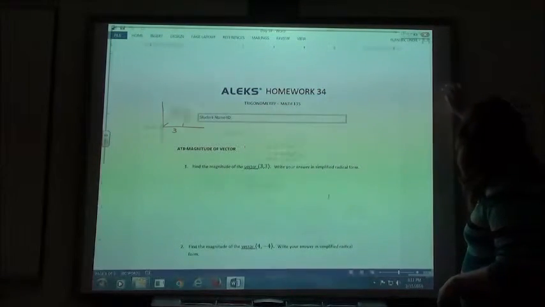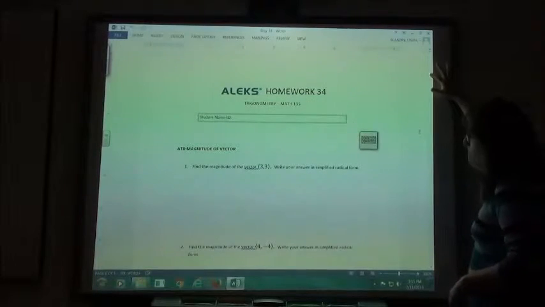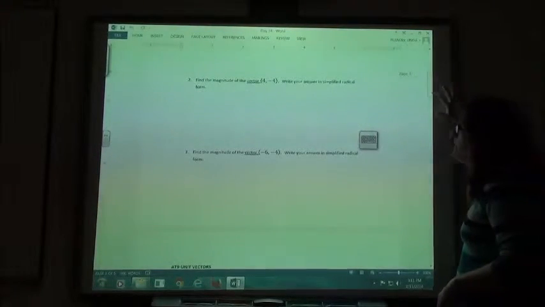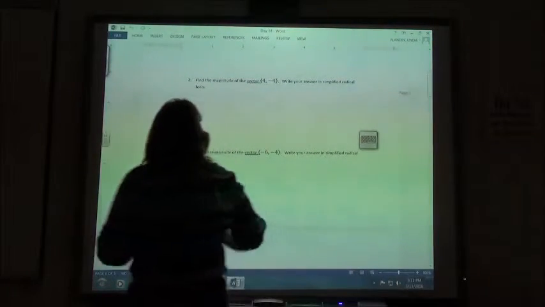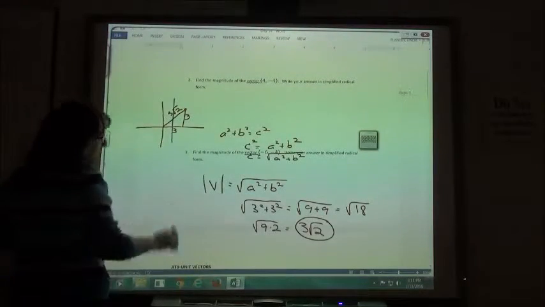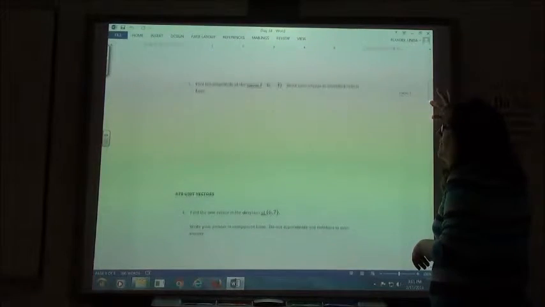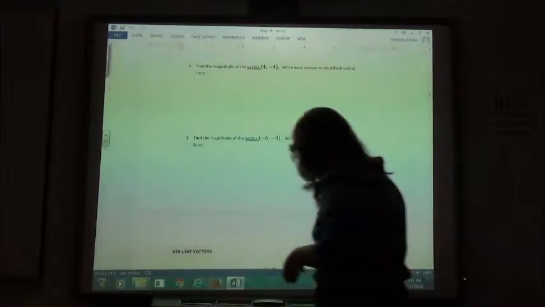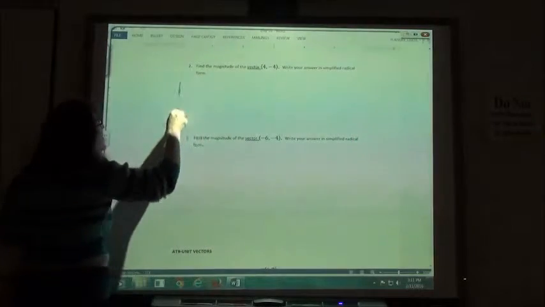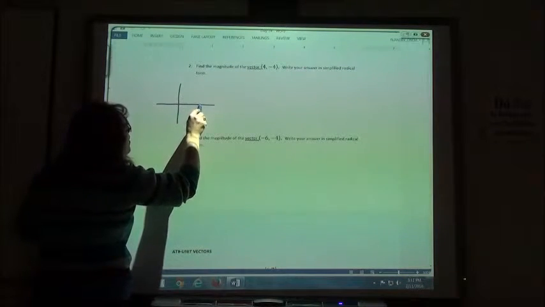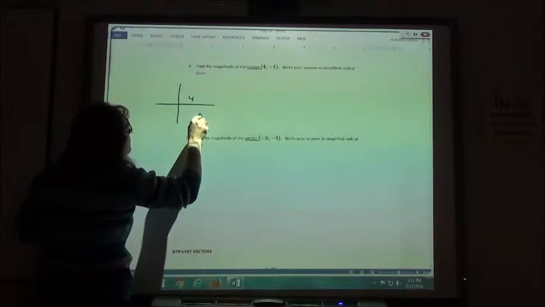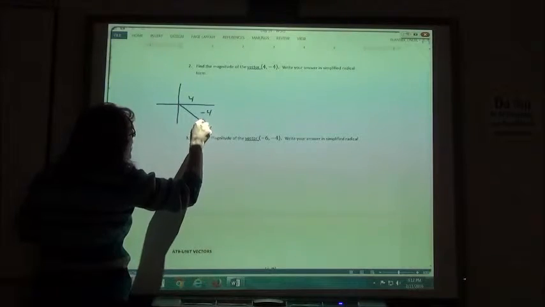So, if we look at the next one, we want to find the magnitude of our vector. This time, whoops, there goes my board again. 2, it did stay on number 2. This time my vector goes 4, negative 4, so it's going this way.